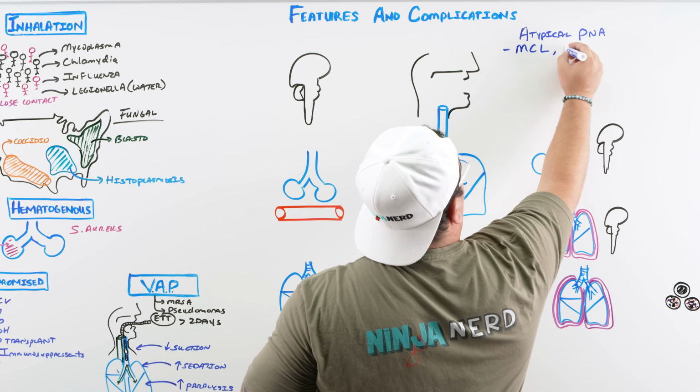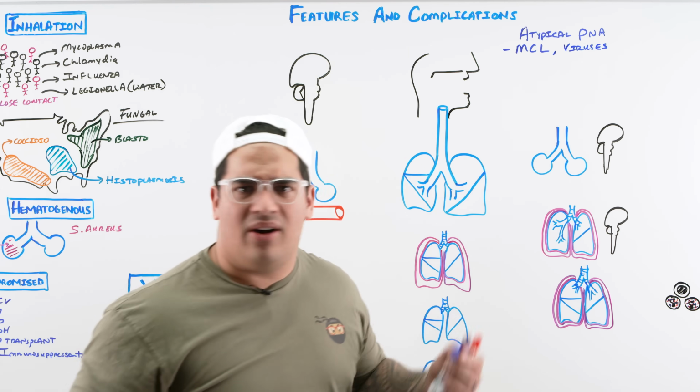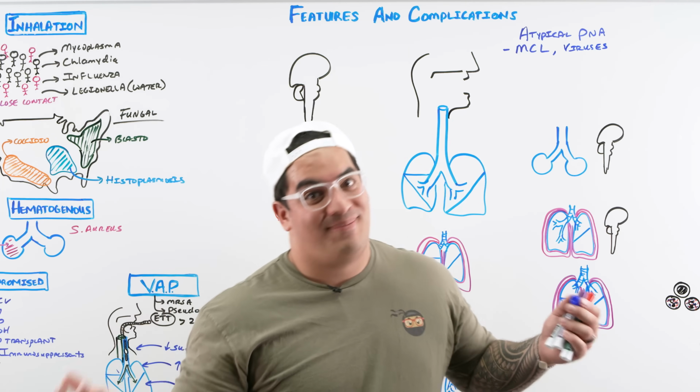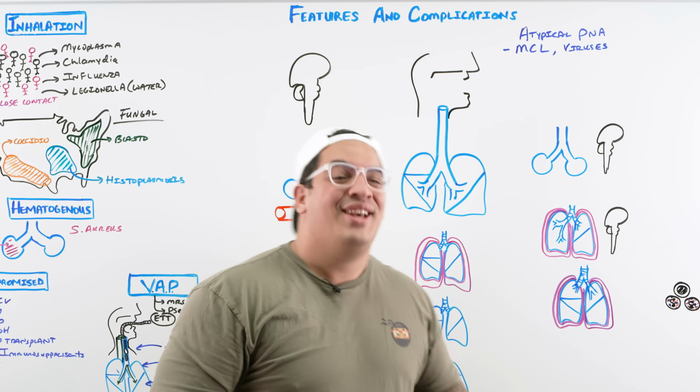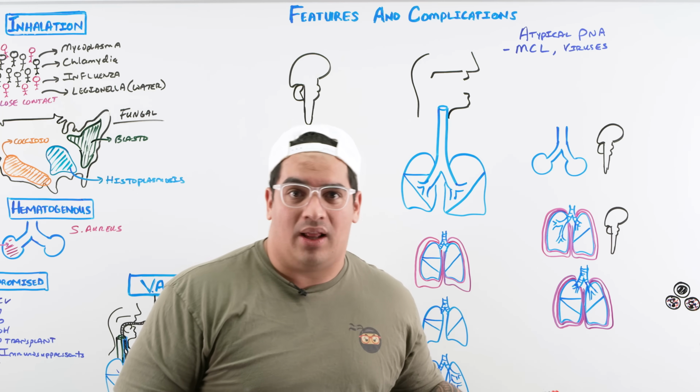And then the other one to remember is your viruses. Remember I told you influenza, parainfluenza, CMV, SARS-CoV-2, and COVID-19. So there's a lot of different viruses out there that could also fit within that atypical umbrella.